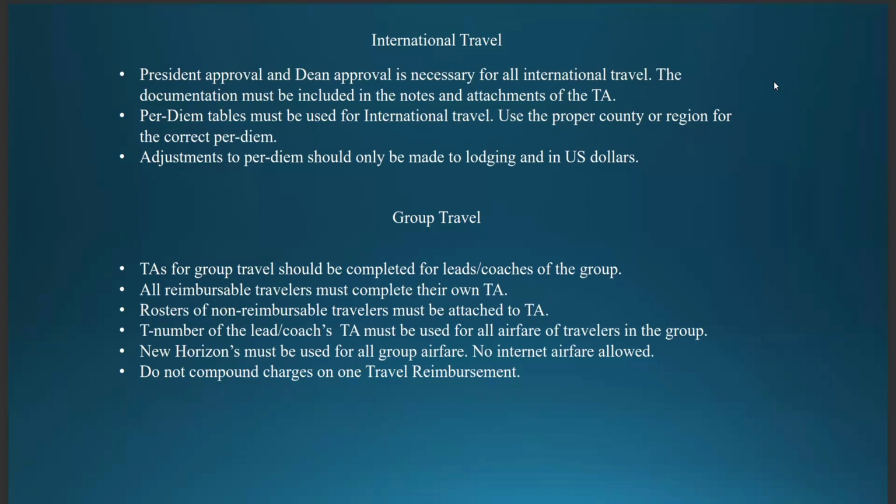Rosters for non-reimbursable travelers must be attached to the TA. The T number for the lead or the coach's TA must be used for all airfare of the travelers on that roster. So we want you to use the T number for the one TA for all of those travelers. Does that make sense? Okay. New Horizons must be used for all group airfare. No internet airfare is allowed for group travel. Do not compound travel charges onto one travel reimbursement.